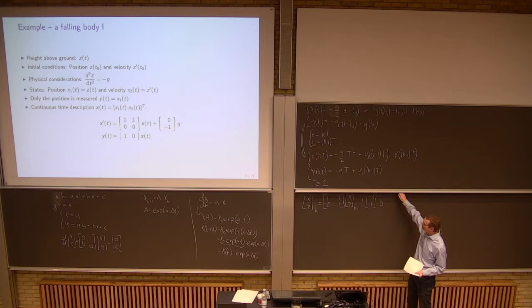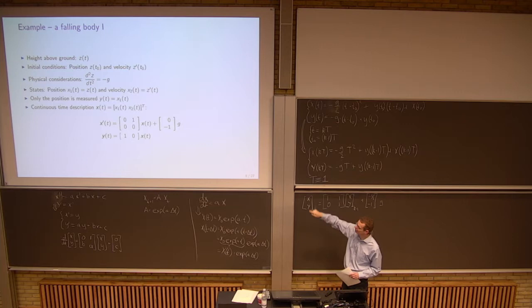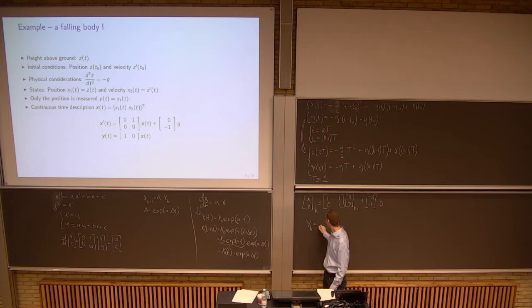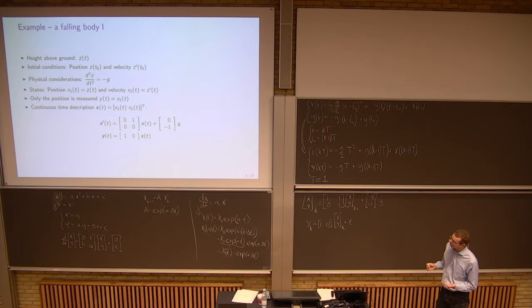Now, what is the difference between this discrete time and the continuous time equivalent? I forgot to add one thing down here. What we observe is x. So y k equals 1, 0 times x y k plus some observation noise, if we have noise in the system. In the physical experiment, you sometimes assume that that noise is zero.